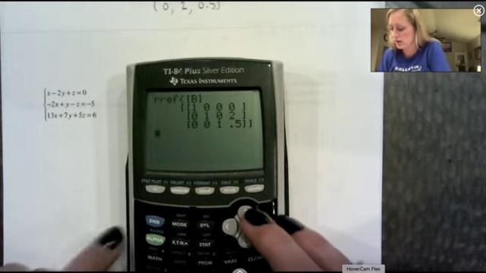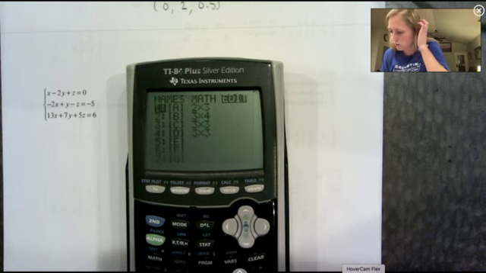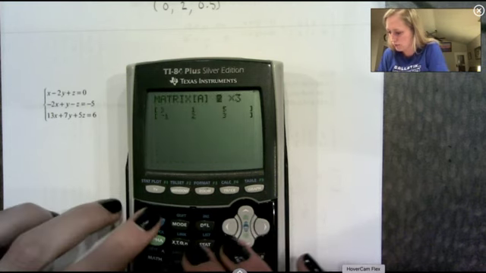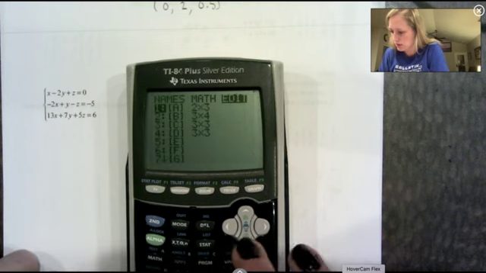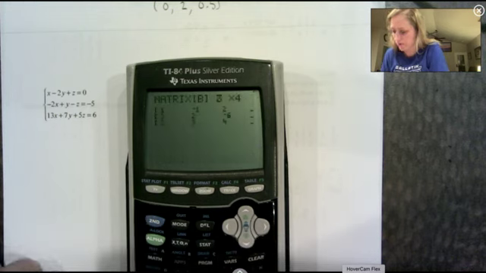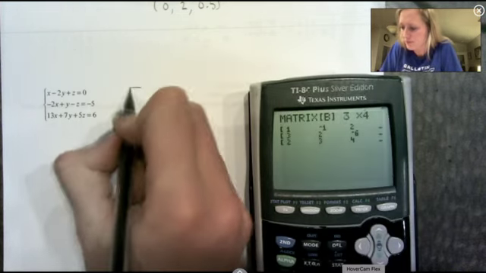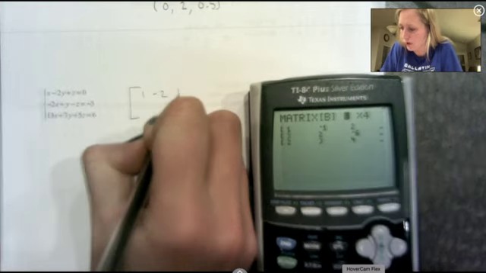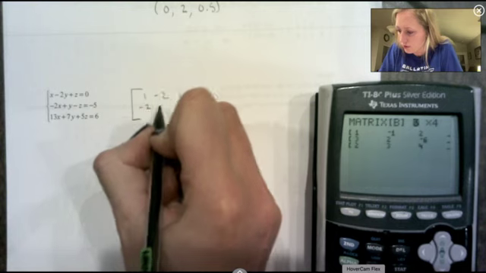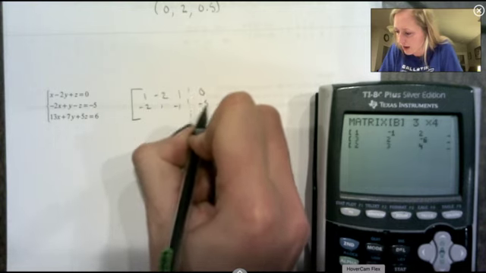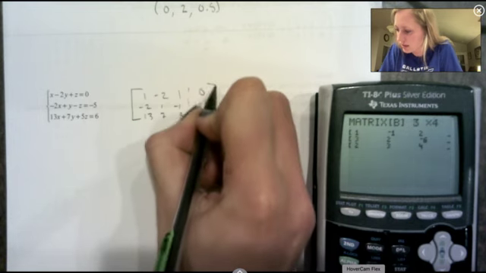Again, I'm going to enter. I'm going to go back into edit, and I'm just going to do B again since that one's already set up. Oh, I say that and then I didn't do it. Since this one's already a 3x4. Okay, so the matrix I need to be doing this to is 1, negative 2, 1, 0, negative 2, 1, negative 1, negative 5, 13, 7, 5, 6.